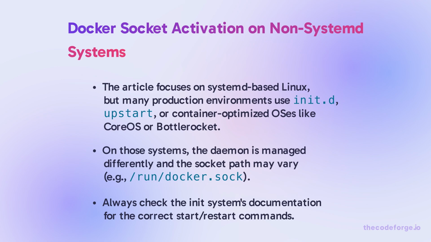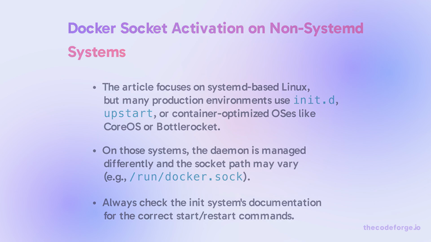The article focuses on systemd-based Linux, but many production environments use initd, upstart, or container-optimized OSes like CoreOS or Bottlerocket. On those systems, the daemon is managed differently and the socket path may vary, e.g., /run/docker.sock. Always check the init system's documentation for the correct start and restart commands.